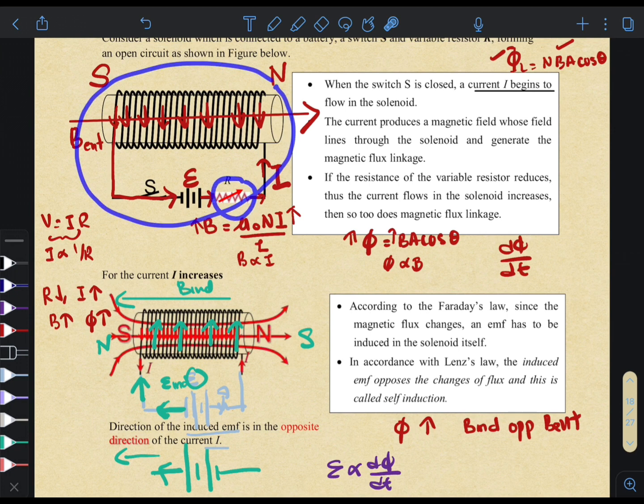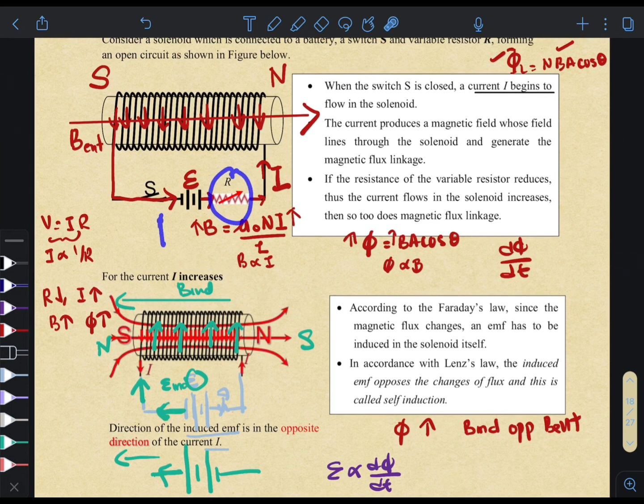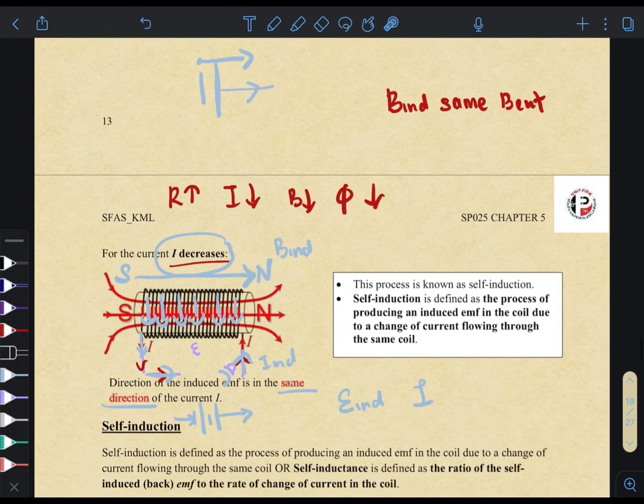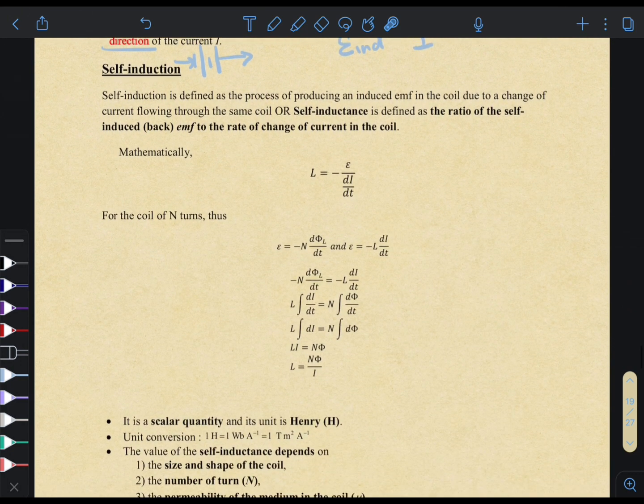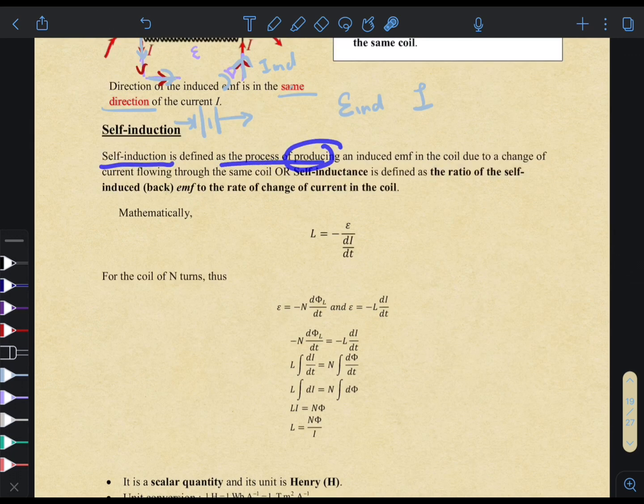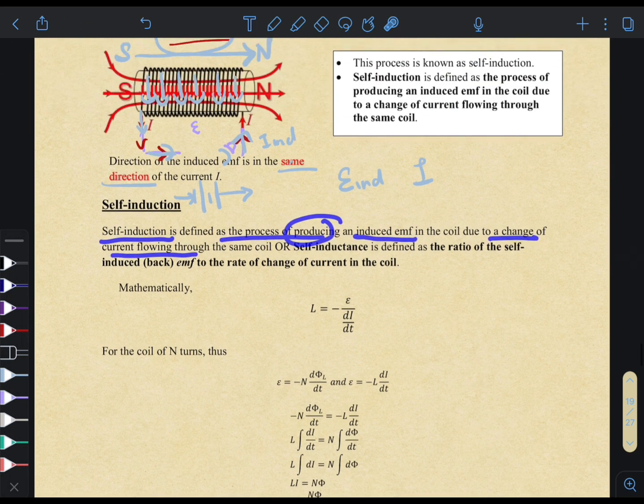Apa yang kamu buat adalah you vary the resistance. When you vary the resistance, there is possibility whether your I akan increase ataupun decrease depending on how you vary the R. Kalau kita increase R, I akan turun. Kalau kita decrease R, I akan naik. Okay, so this is going to lead to the change in the current. So, when there is change in the current flowing through the same coil, you are going to induce the EMF. This is self-induction. Okay, now, self-induction is defined as the process of producing an induced EMF in the coil due to the change of the current flowing through the same coil.